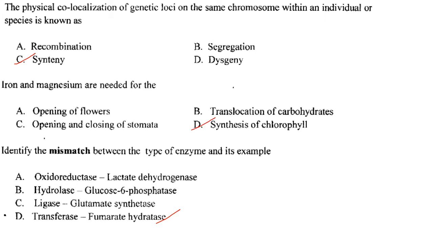Option D. Identify the mismatch between the type of enzyme and its example. So oxidoreductase, lactate dehydrogenase; hydrolase, glucose 6-phosphatase; ligase, glutamate synthetase; and transferase, fumarate hydratase. So fumarate hydratase belongs to hydrolases. It catalyzes the reversible hydration or dehydration of fumarate to malate. So answer is option D, that is the mismatch.